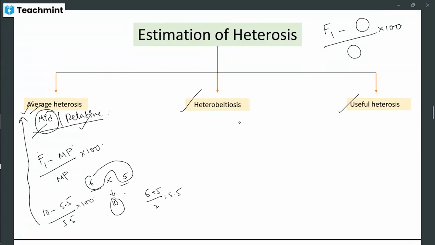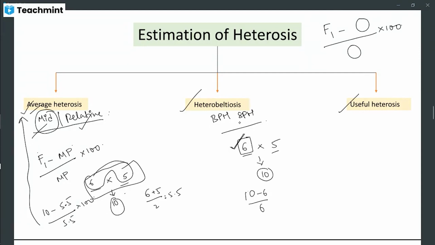In case of heterobeltiosis, this is also known as better parent heterosis or superior parent heterosis. Let us consider the same example. If you cross a plant which gives 6 tons of yield with another giving 5 tons of yield, and you got a progeny with 10 tons of yield, the better parent will be the one giving 6 tons, because it is more than the other parent. So 10 minus 6, divided by 6, into 100. This will give you the heterobeltiosis.